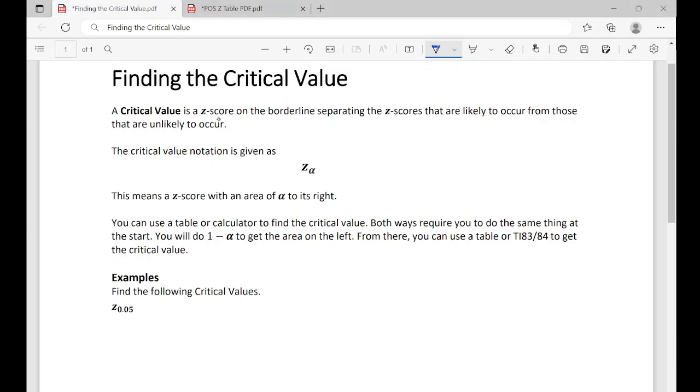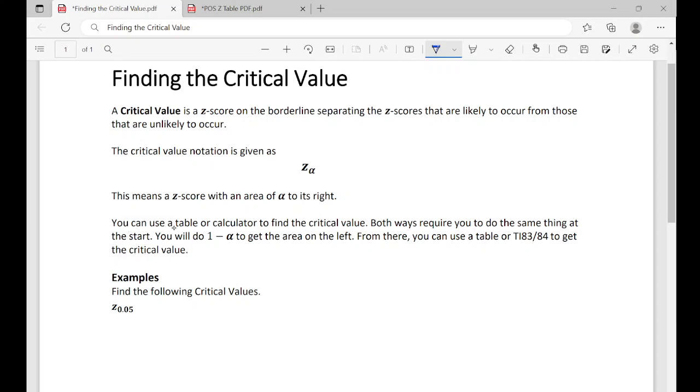A critical value is a z-score in the borderline separating the z-scores that are likely to occur from those that are unlikely to occur. The critical value notation is given as z sub alpha. This just means a z-score with an area of alpha to its right. So when you have z sub alpha, the alpha number is just the area to its right.